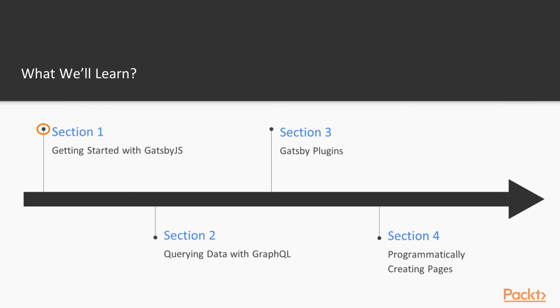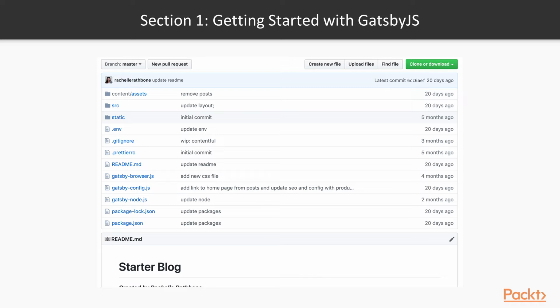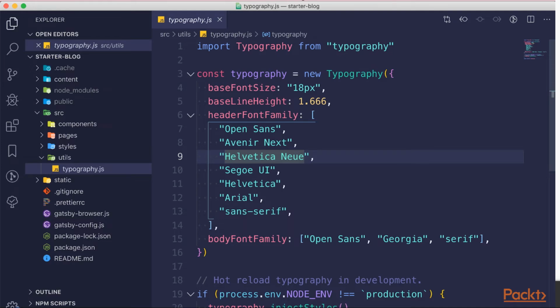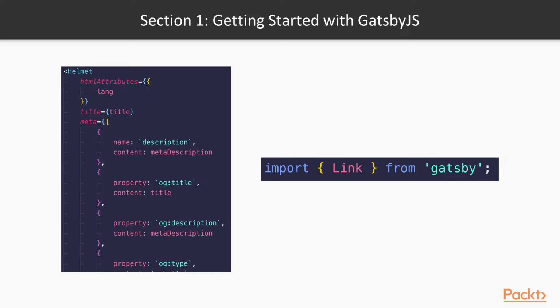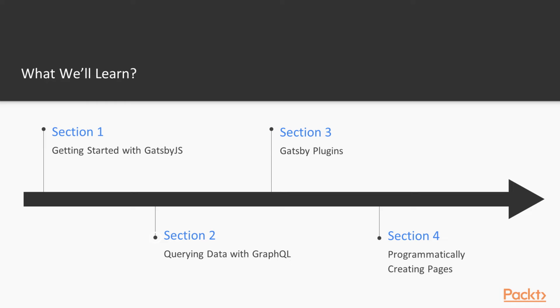Section 1 is all about getting started with GatsbyJS. We'll talk a little about what Gatsby is and what it can do for you and your application, before moving on to installing Gatsby on your machine and getting the initial app set up. Then we'll do an overview of styling your application, adding metadata to help improve page rankings when your app is in production, and we'll talk a little bit about SEO, and we'll also go over how to link between pages in Gatsby.